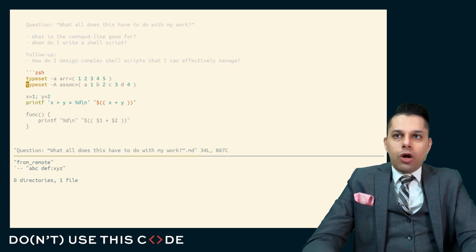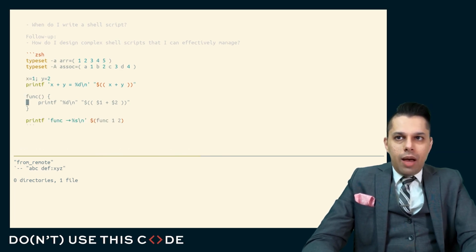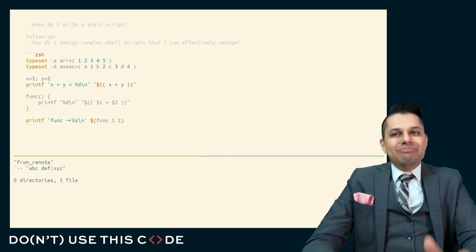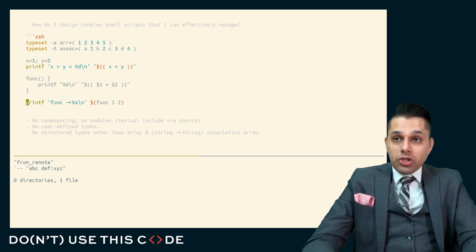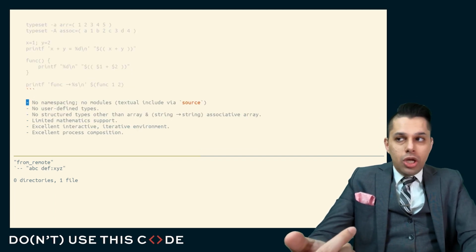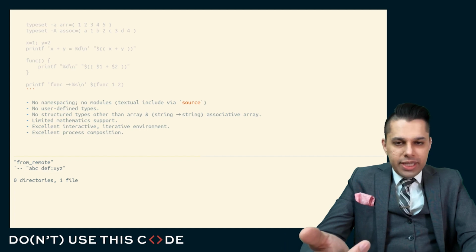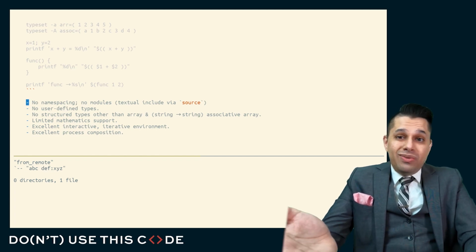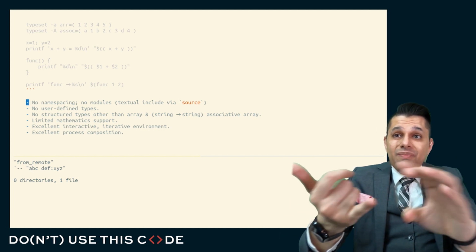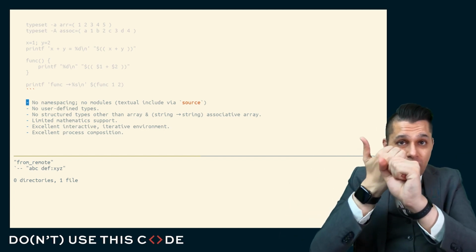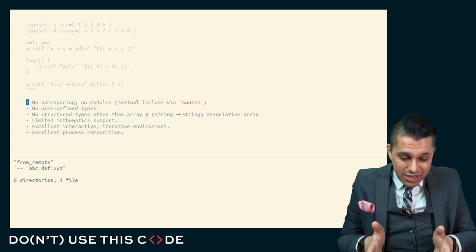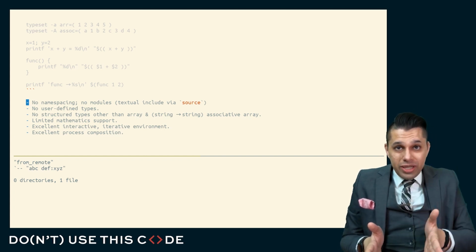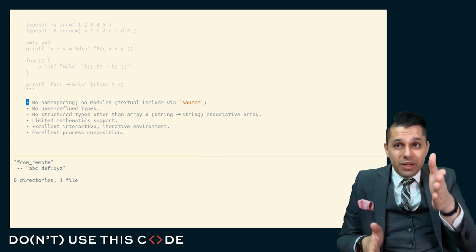Your shell script has arrays. It has associative arrays. It has some ability to do numerical computations. Not that great, but it has some ability. It has the ability to write functions, and you can call functions. But there's no namespacing and no modules. There's only textual include via source. There are no user-defined structures or types. So datetime types, sorry, there's nothing there. The structured types are limited to arrays and associative arrays. And for arrays and associative arrays, the contents are strings. For associative arrays, it's a string-to-string mapping.